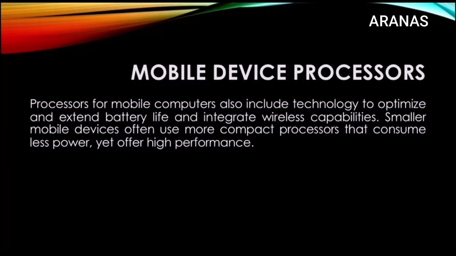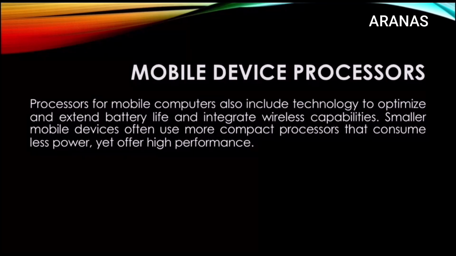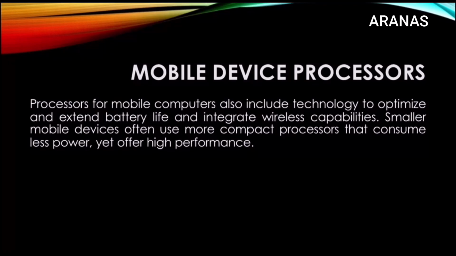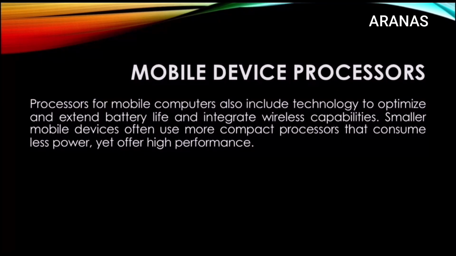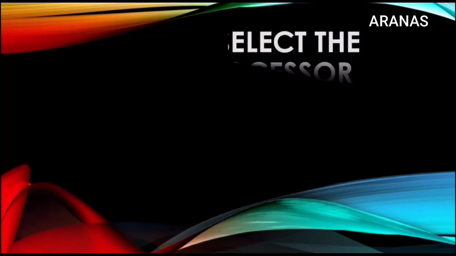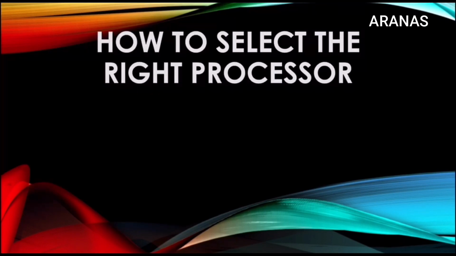Isa sa kilalang processor na meron ang mobile phone is the Snapdragon 865 Plus. It has an Adreno 650 GPU for graphics, whose speed is 10% more than before. Its CPU speed is from 2.84 GHz to 3.1 GHz, which is claimed to be the fastest speed ever. Next is how to select the right processor.